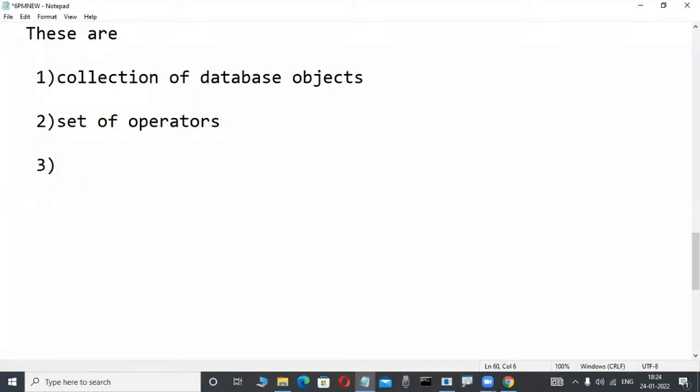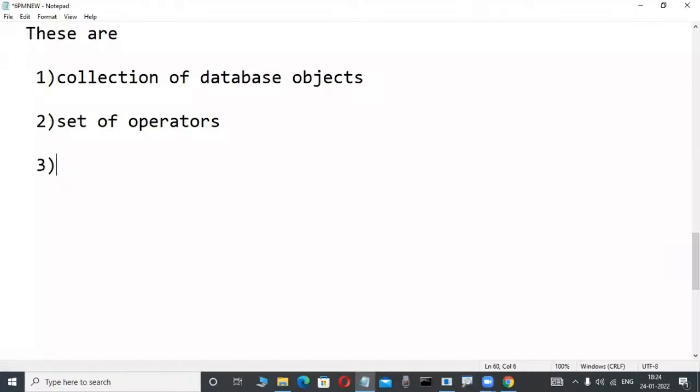Everyone knows the database objects. Even if you are a first-time newcomer, you have an idea of a table. Set of operators also, everyone understands: maybe equal to, less than, something like that. Some operators are there. But unfortunately, the third one is most powerful. This is a key concept. So many fellows don't know this.